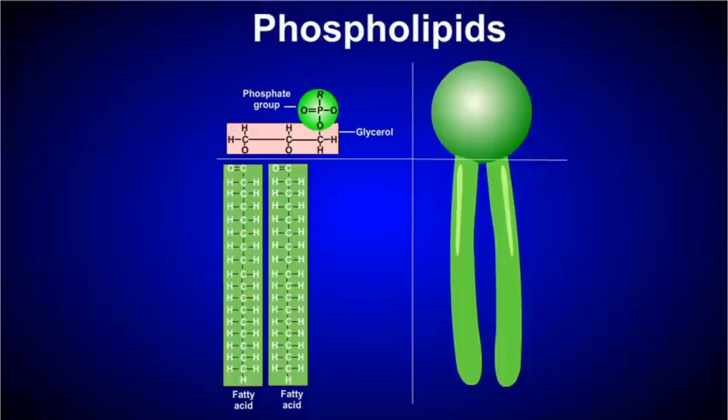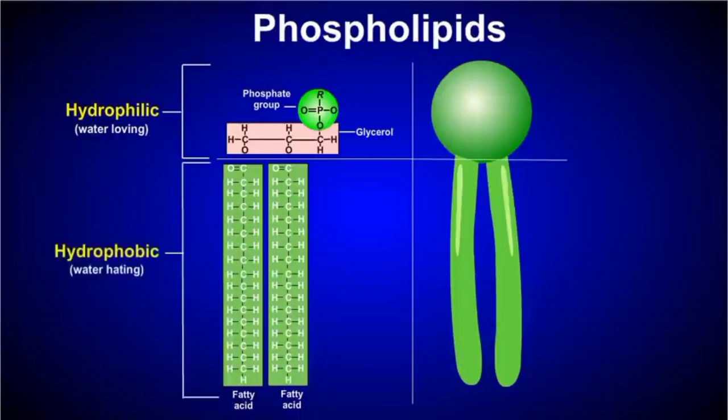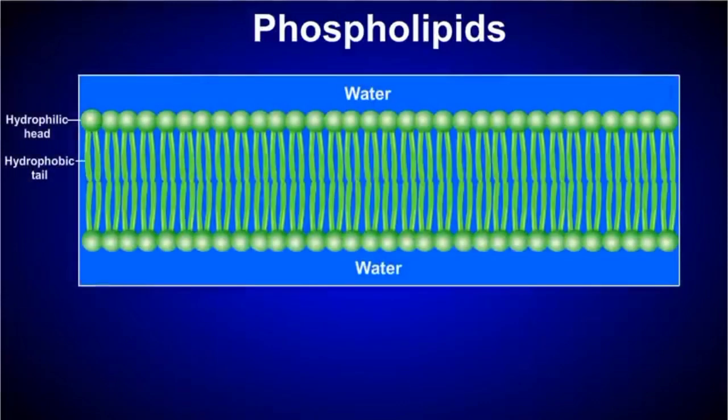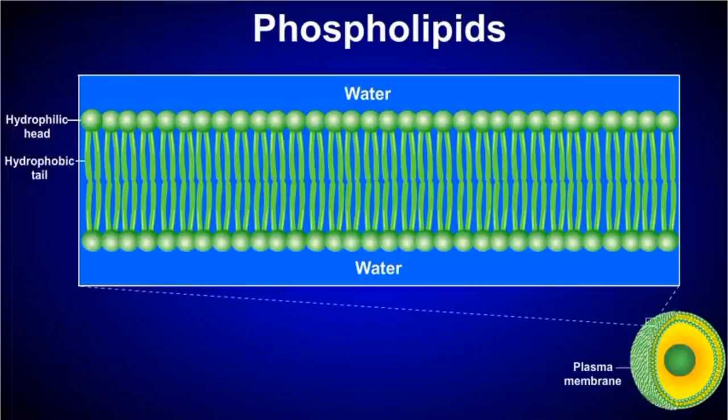The phosphate head of the molecule is hydrophilic, or water-loving. This means it mixes well with water. The fatty acid tails, however, are hydrophobic, or water-hating, and do not mix well with water. Because of these unique properties, phospholipids tend to arrange themselves so that only the hydrophilic heads interact with the water environment, and the hydrophobic tails crowd inward away from the water. These structures are major components of plasma membranes of the cell.